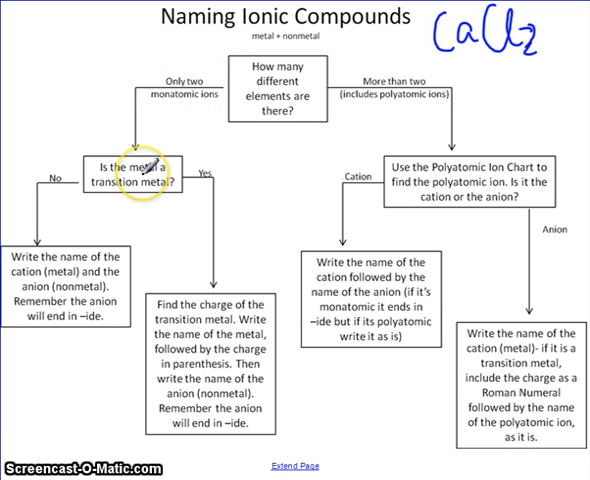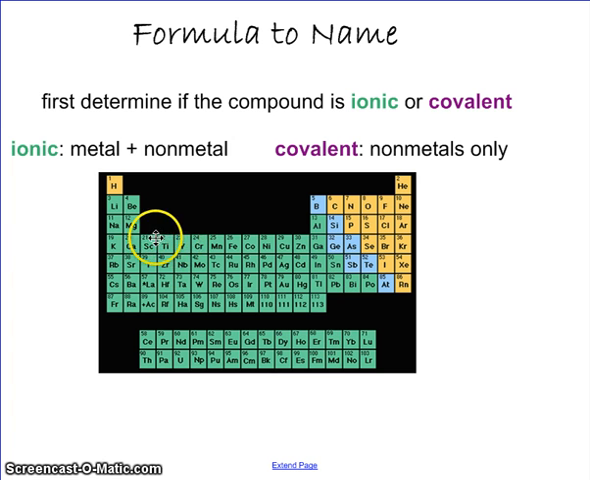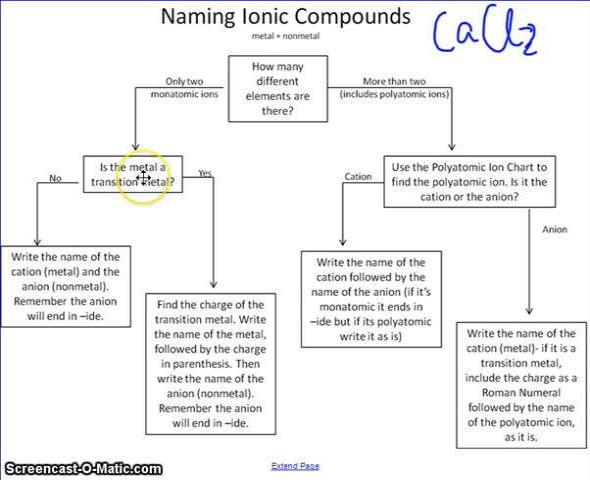Is the metal a transition metal? So I'm going to look back at my periodic table. The transition metals, remember, are this group here in the middle. So I find calcium, Ca, which is right here, and it is not a transition metal. So is the metal a transition metal? No, it's not, so I follow this way.